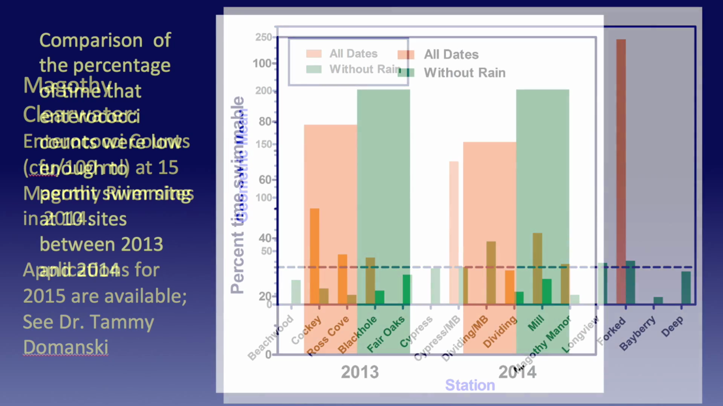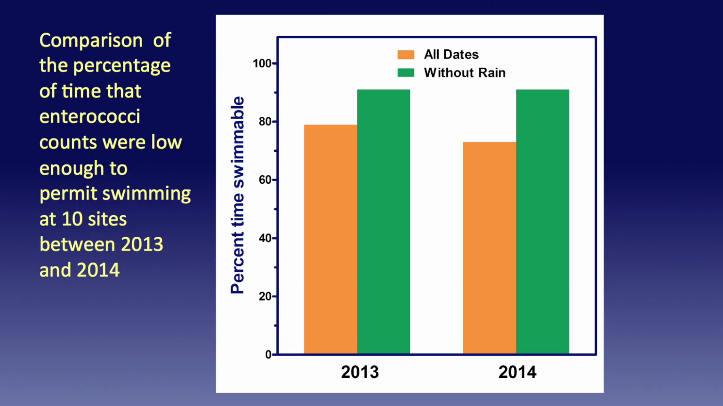Okay. So I wanted to just compare. There were 10 sites that we did in 2013 that we also did in 2014. So I don't have a lot of comparable data here, but I just wanted to see, is it better or worse between 13 and 14? And the answer is it's been about the same.